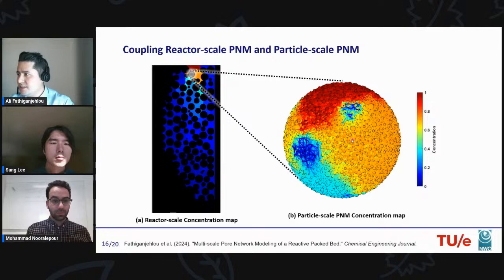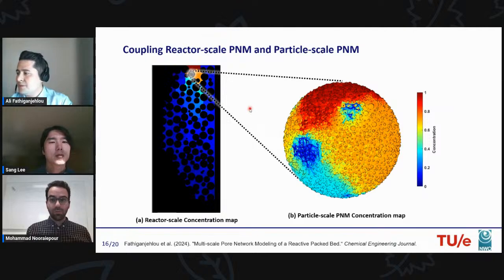Now we can use this to couple the particle scale PNM to the reactor scale PNM. Here is a schematic of how this coupling happens. For example, here we can see the top of the particle corresponds to a dark red concentration. And we can see here that this part is in contact with the reactor scale pore, which also corresponds to a dark red concentration. So it's true for the orange part and also the blue part.